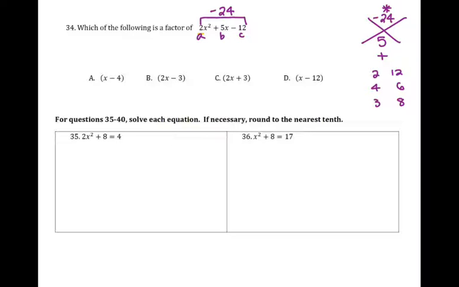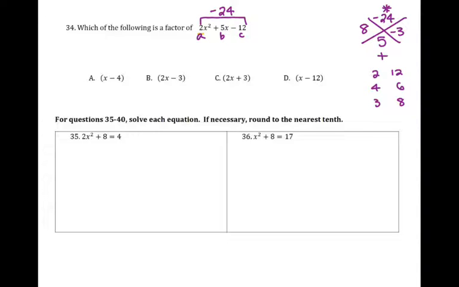be negative. So I can see that 8 and 3 is going to give me a 5. If I were to subtract 8 minus 3, that gives you 5. So 8 times negative 3 gives you negative 24. 8 plus negative 3 gives you that 5.